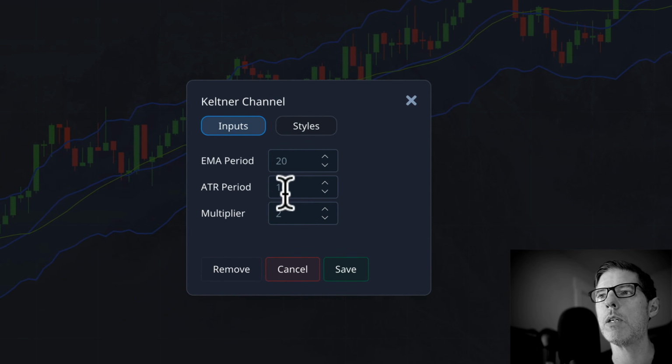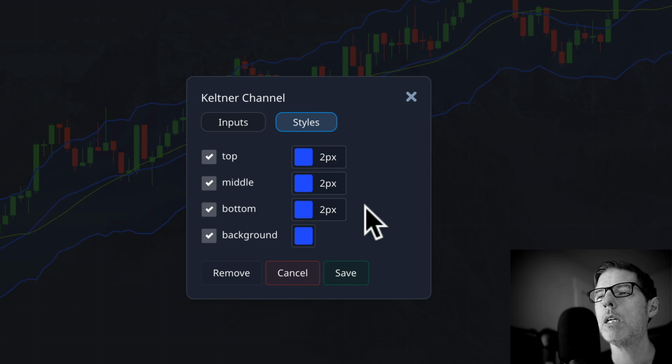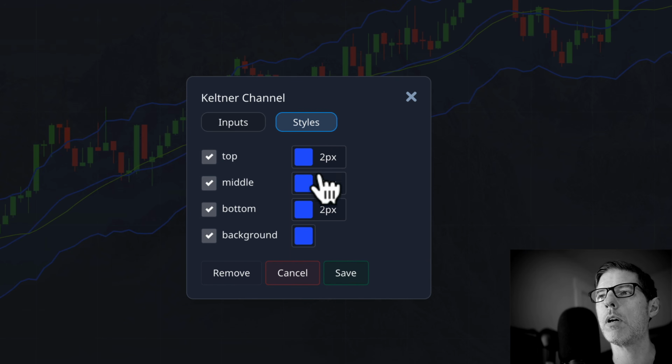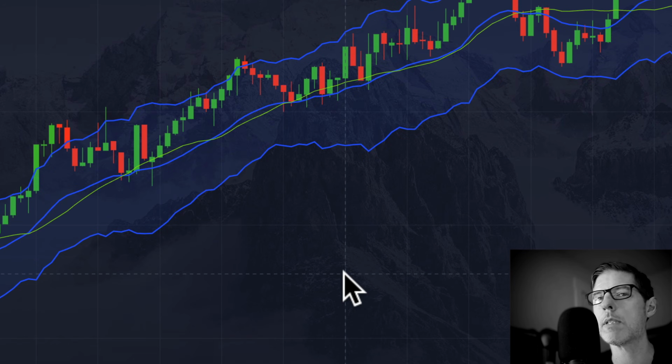And for these settings, we're going to use an EMA period of 20. The ATR must be 10, and the multiplier set to 2. Now, I would say the multiplier is probably one of the most important settings. By default, this is set to 1, but having this set to 2 is really going to make all the difference. Now, for the styles, you can leave these at default, but what I have done is I've set the line width right here to 2 pixels for all of these lines, so they're a little bit easier to see for you. And yeah, let's go ahead and click save, and that will save all the settings.